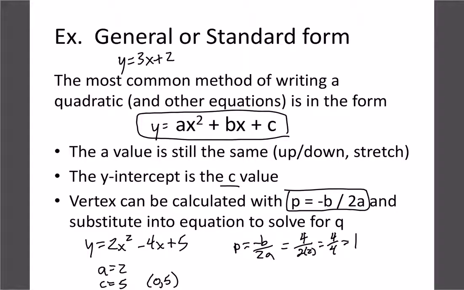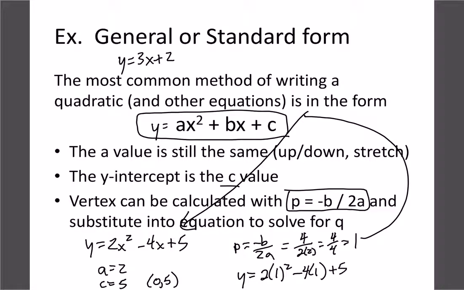So that gives us most of our information. So we know that 1 is our vertex x-value. All we have to do is figure out what our q value would be. So we've got a couple options. The easiest is just plug that 1 back into the original equation, which in this case is down here. So if we just go y equals 2 times 1 squared minus 4 times 1 plus 5, that'll give us 2 minus 4 plus 5, which is 3. So that means our q value then is going to be 3. So we'd have a vertex at (1, 3).